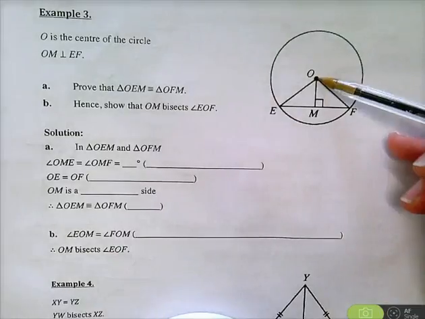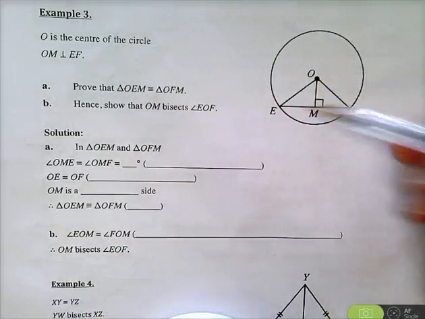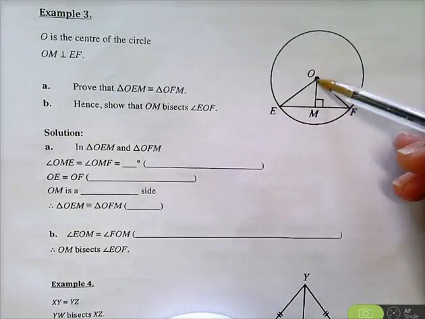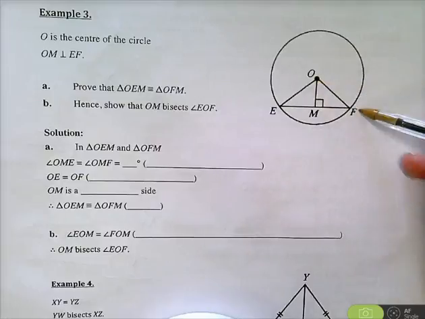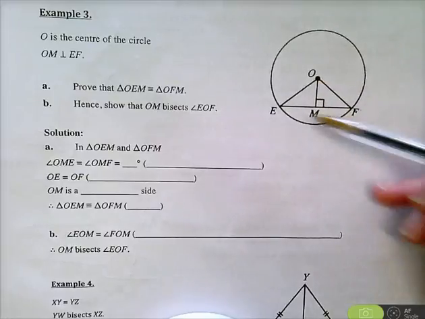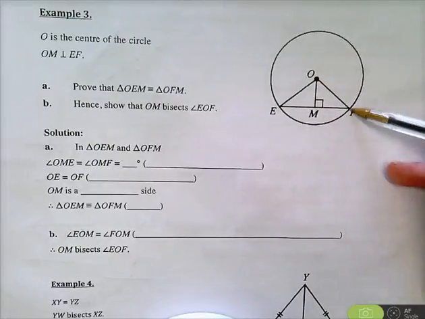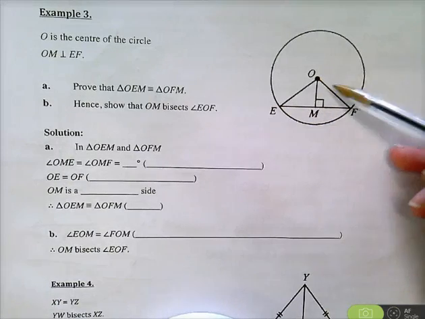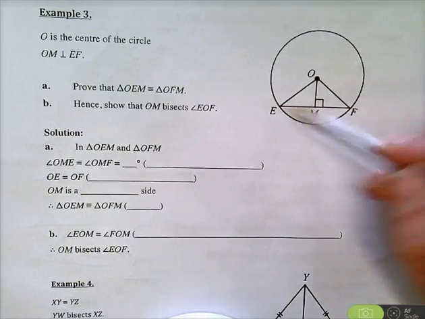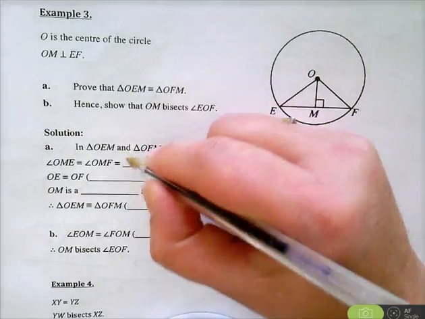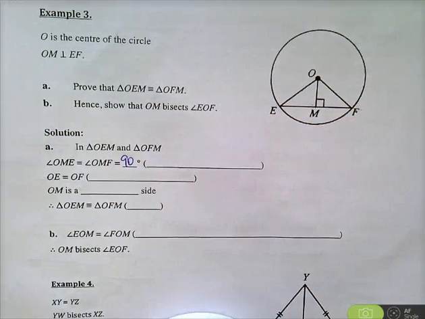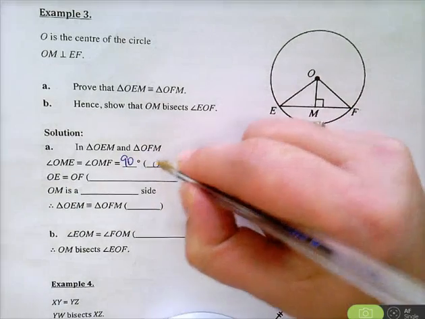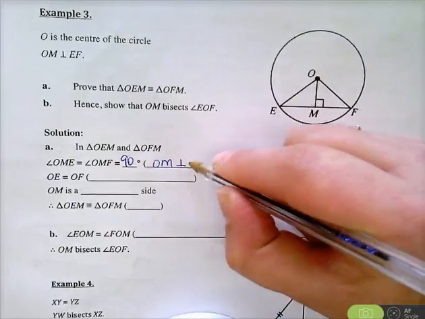O is the centre of the circle and OM is perpendicular to EF, and because of OM being perpendicular to EF, you'll be able to say that angle OMF equals angle OME, which is 90, all right? Now, angle OME equals OMF, which is 90 degrees. Reason? OM is perpendicular to EF.